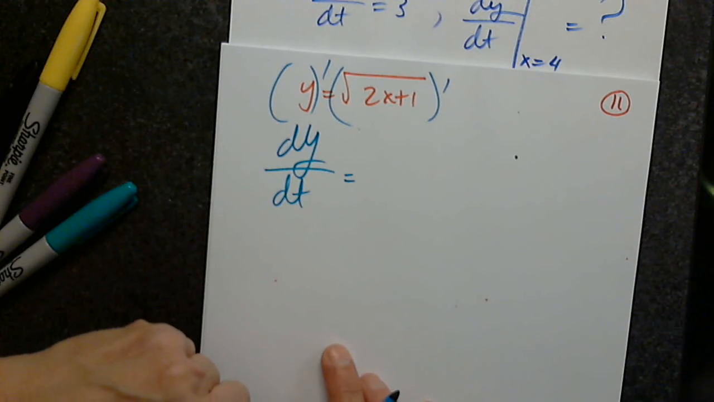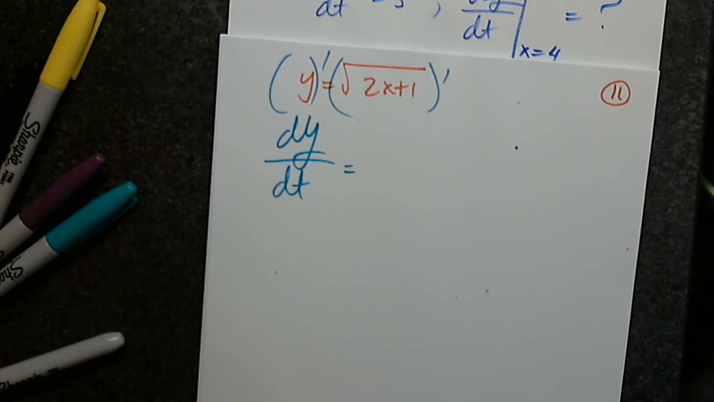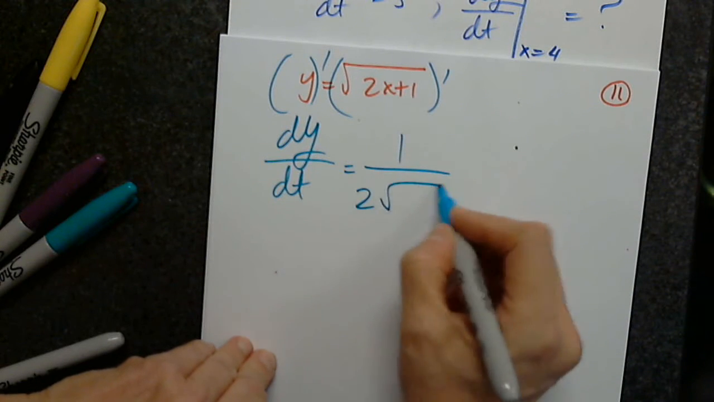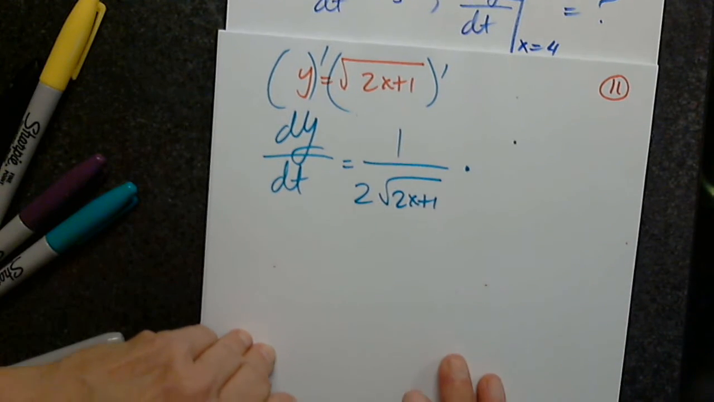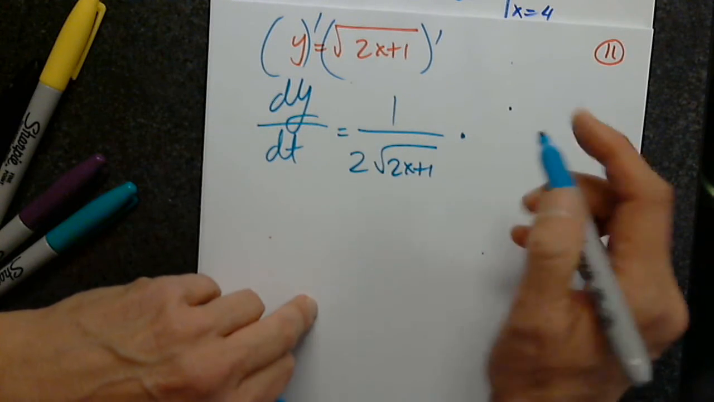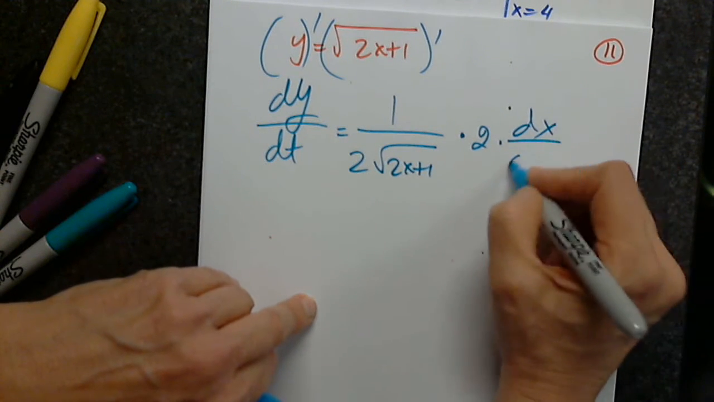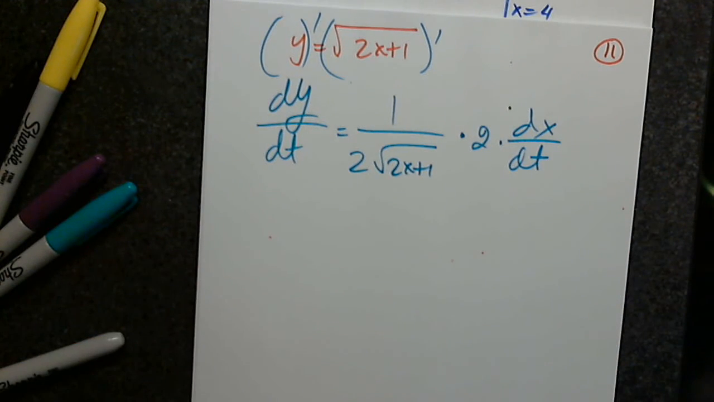When we differentiate the right-hand side, we write, and this, remember, is one very important derivative, the derivative of the square root of a function. We need to remember this. 1 over 2 the square root of 2x plus 1 times the inside function prime, which is 2, times dx/dt. Very good. So these two go away.